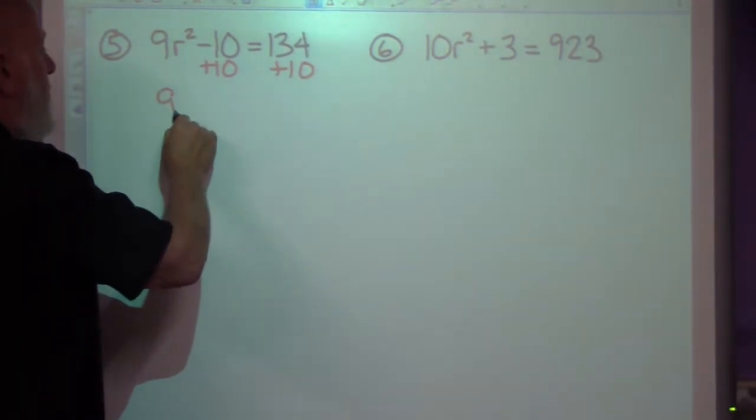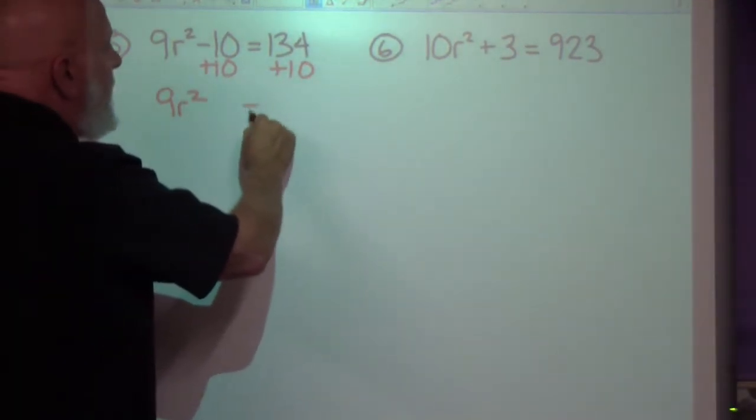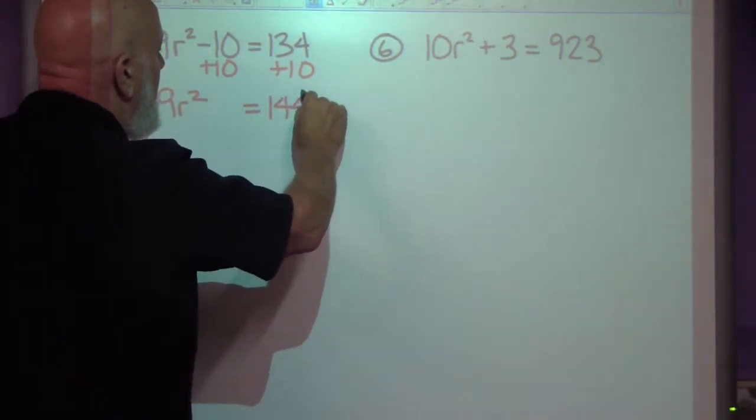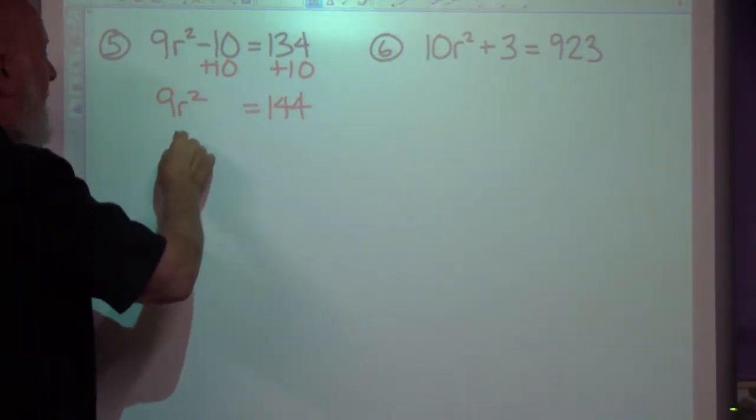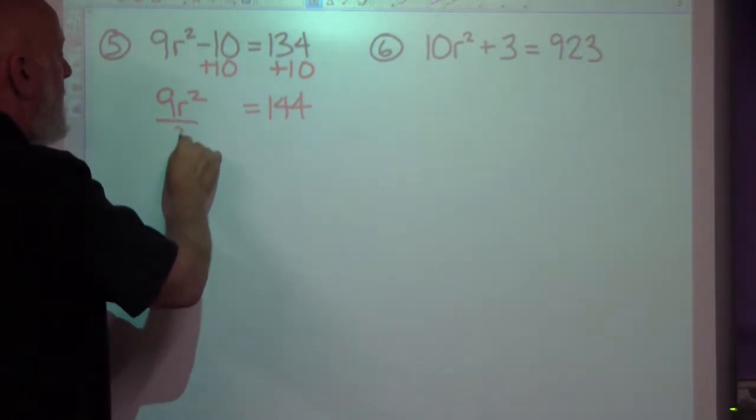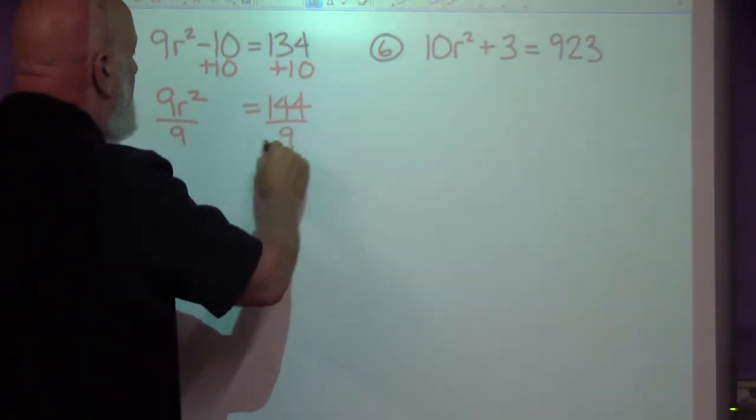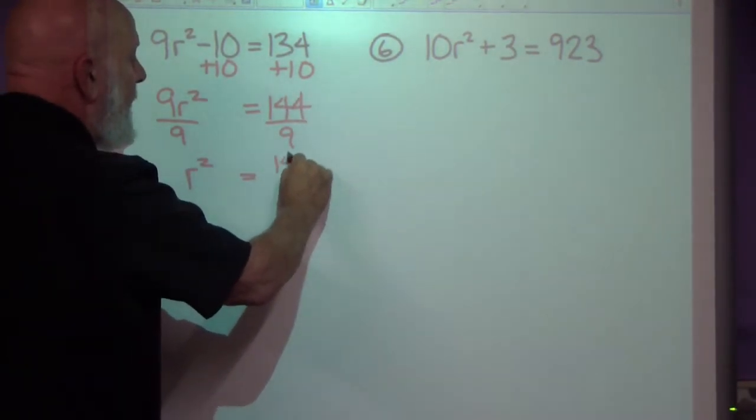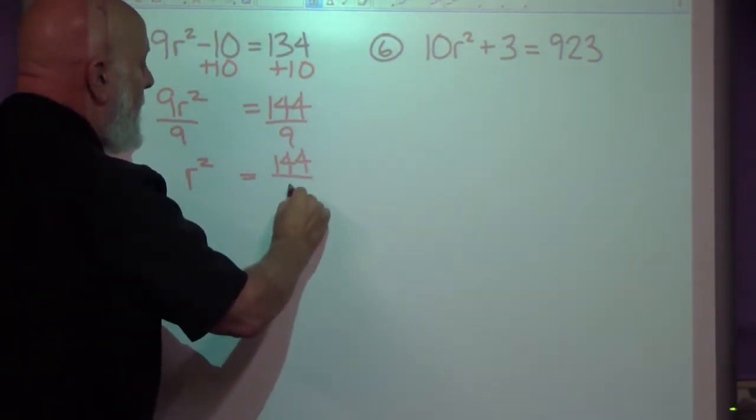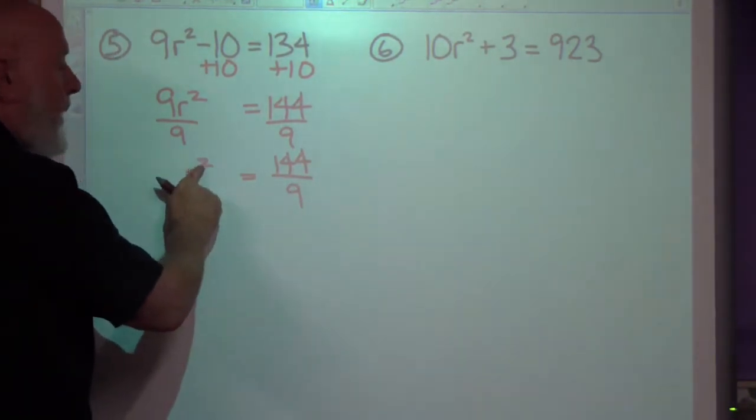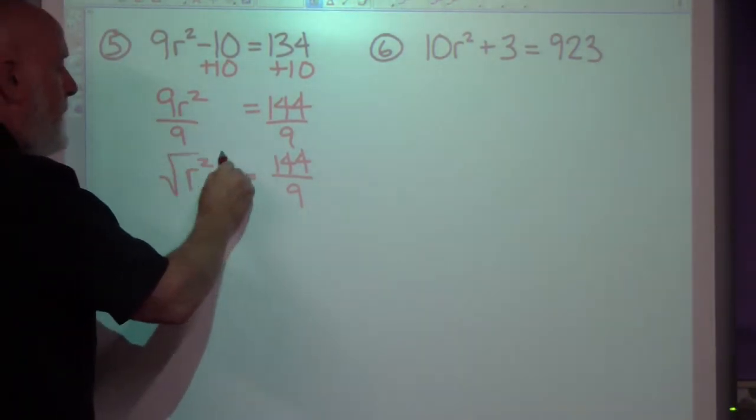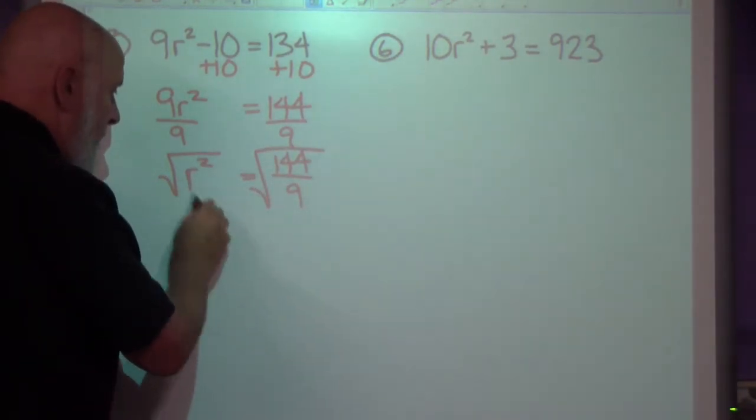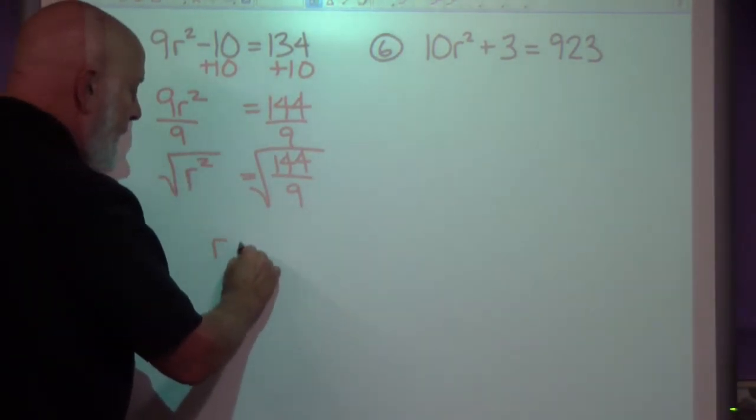This will give me 9r squared is equal to, what is that, 144? I'm going to divide both sides by 9. r squared is equal to 144 over 9. Now I want to get rid of the squared, so I'm going to take the square root of both sides. This will give me r. The square root undoes the square, so to speak.